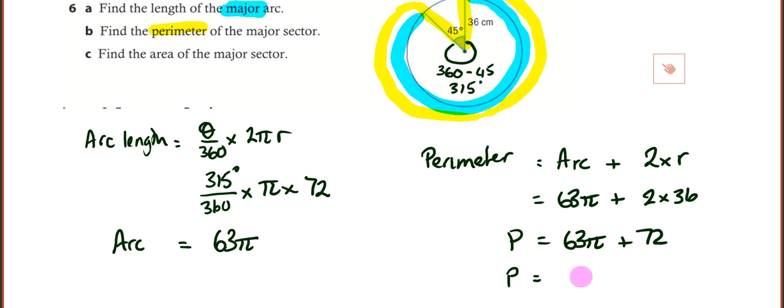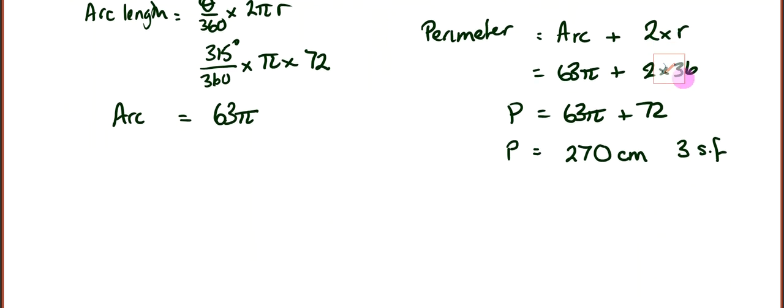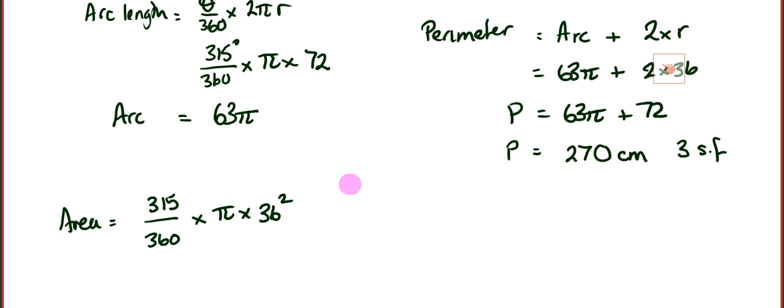270. 270 is it rounded? 3 significant figures. 269.9. So 270 centimetres to 3 significant. And now find the area of the major sector. Well, that's easy enough, isn't it? Area is just, we've already got the 315 over 360 multiplied by pi multiplied by 36 squared in this case, r squared.